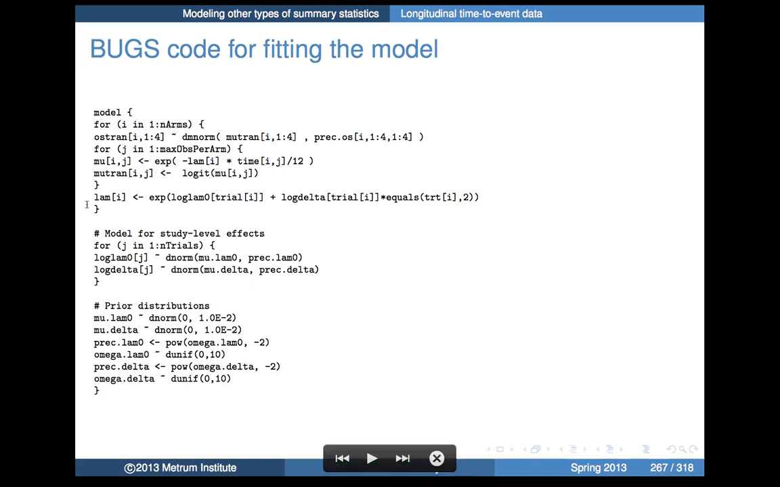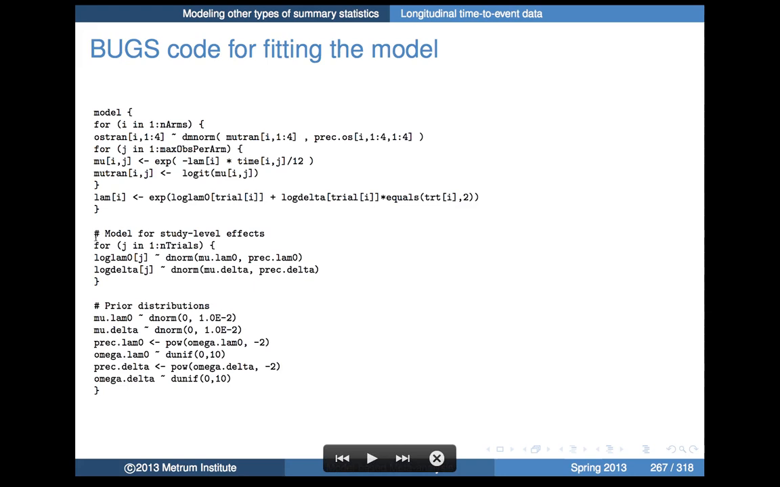And then this part here says, well, the lambda for study arm i is just the exponential of a log lambda for the ith trial plus a log delta for the ith trial times an indicator for whether the treatment group is treatment group 2, which in this particular data set is going to correspond to the radiochemo group.